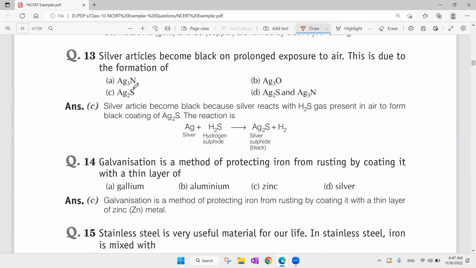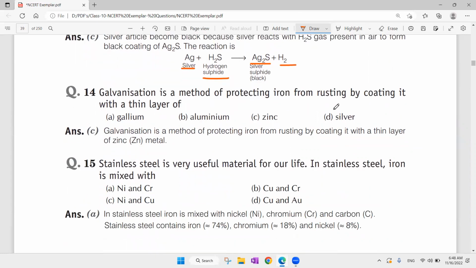Silver article becomes black on prolonged exposure to air. This is due to what? Silver reacts with hydrogen sulfide which is present in the atmosphere, and it forms silver sulfide and hydrogen gas. So the answer is very straight. You can tick silver sulfide. No need to think also.